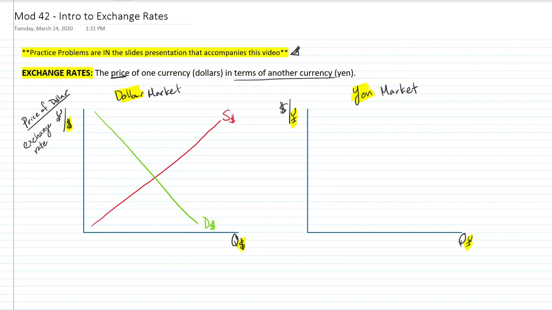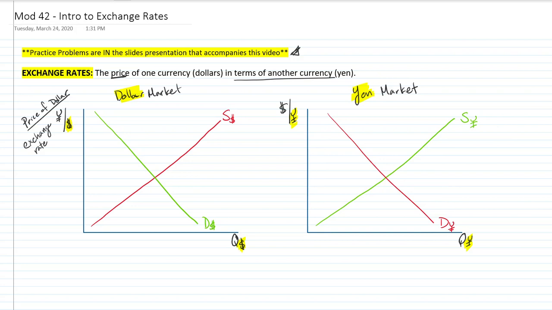Right? And then we can do the same thing here again, though I'm going to actually do it in reverse, and you'll see why in a second. I'm going to do an upward sloping supply, not of dollars over there, but an upward sloping supply of yen and a downward sloping demand for yen. And the coloring here actually matters and is actually pretty helpful.